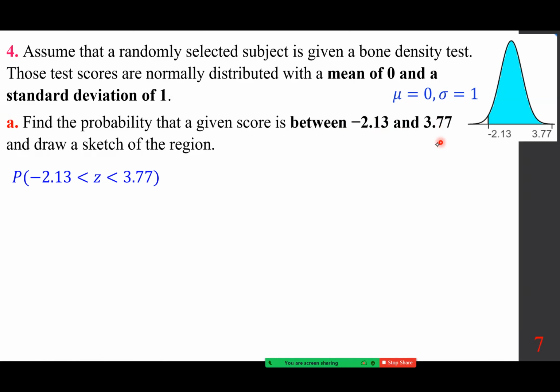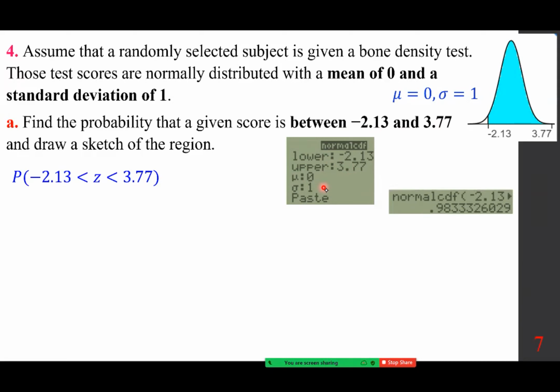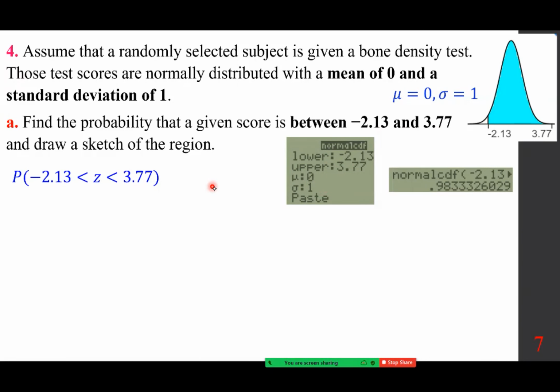And at this point again, table or technology. If you use the technology, normal CDF, the lower value is negative 2.13, the upper is 3.77. You put the mu and sigma and you use this with a bunch of decimals, the answer becomes 0.9833. Again, you may want to use more decimals or however many they ask you.